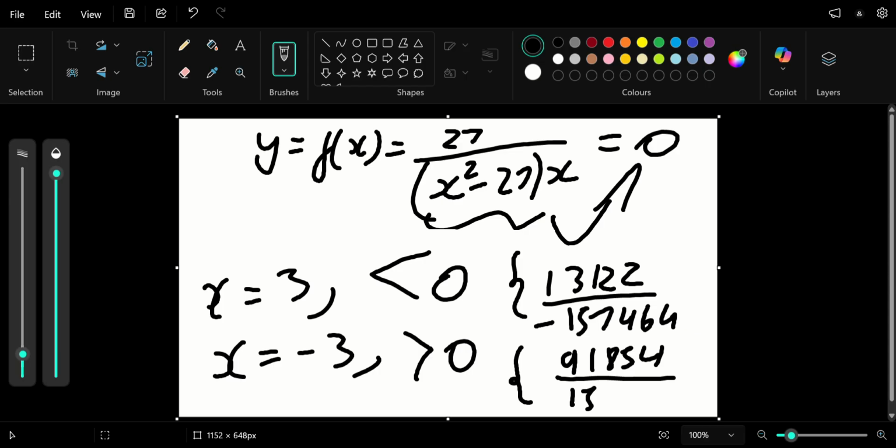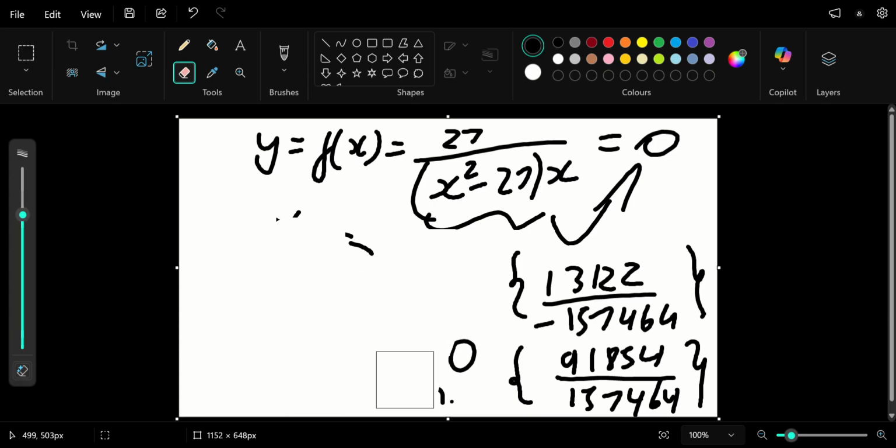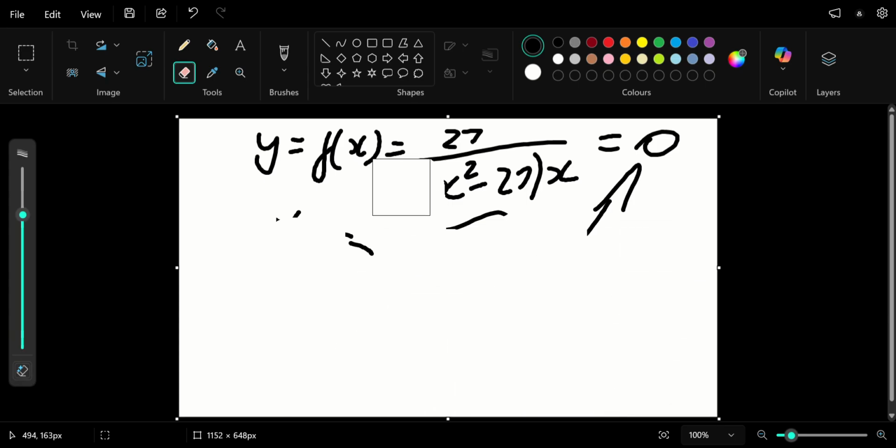and 91854 over basically the same denominator. The denominator should be the same. That's how I can tell you didn't mess up. And as we know, being less than 0, that's going to be a max. That's going to be a min, being greater than 0.